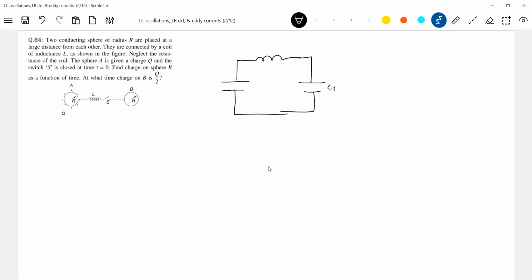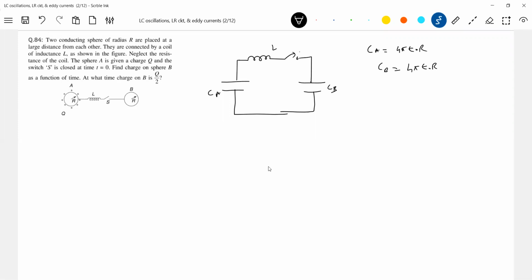So where is the other plate? Can I start the problem like this? What is capacitance CA? CA should be equal to 4 pi epsilon naught R. What is CB? 4 pi epsilon naught R. Where is the other plate? Let the other plate be at infinity.